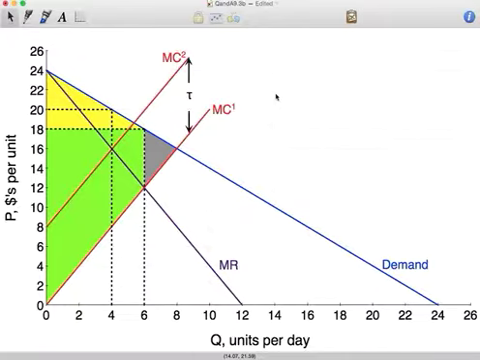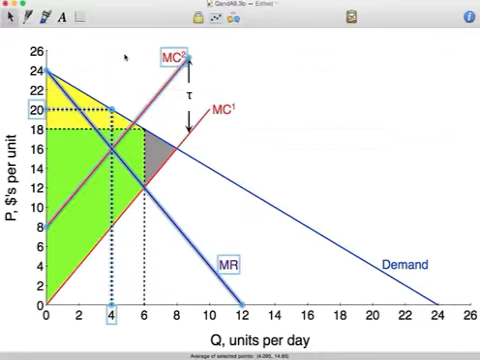So now the monopolist is going to adjust their output. They're going to see this new marginal cost curve, and they're going to set output where marginal cost and marginal revenue are equal to one another. So we have here's our marginal cost, here's our marginal revenue, and where they intersect one another is going to be 4. And then at an output of 4, if we go straight up from 4 to the demand curve and across, that gives us a price of 20.